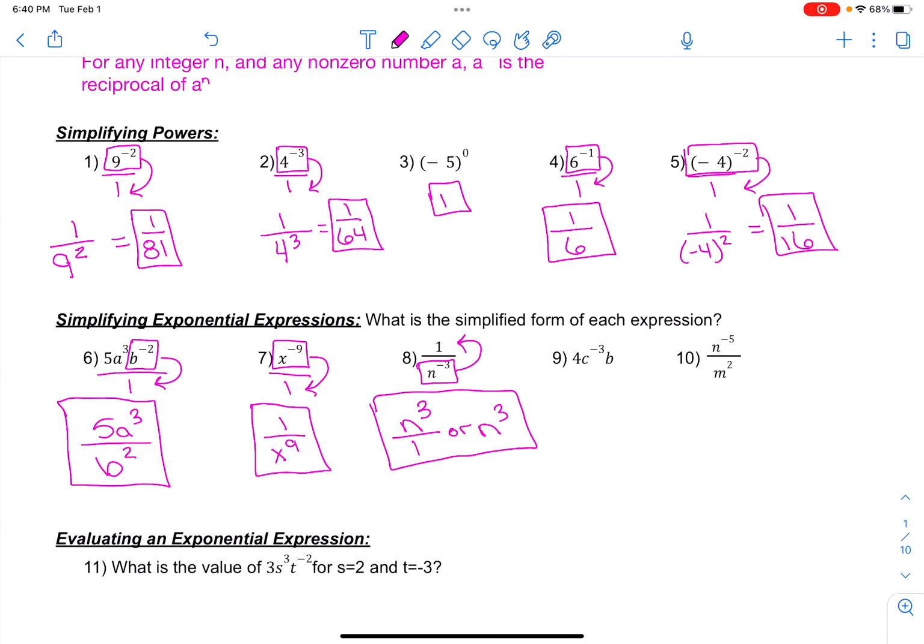Number 9, we have 4c to the negative third b. Again, I just like to always put these boxes around my negative exponent pieces. It helps me kind of see what has to move and what doesn't. So if this whole thing is over 1, the only negative exponent we have is this negative 3, and that's only attached to c. So that is the only piece that has to move down. The 4 and the b get to stay up top. And then on bottom, we have c to the third.